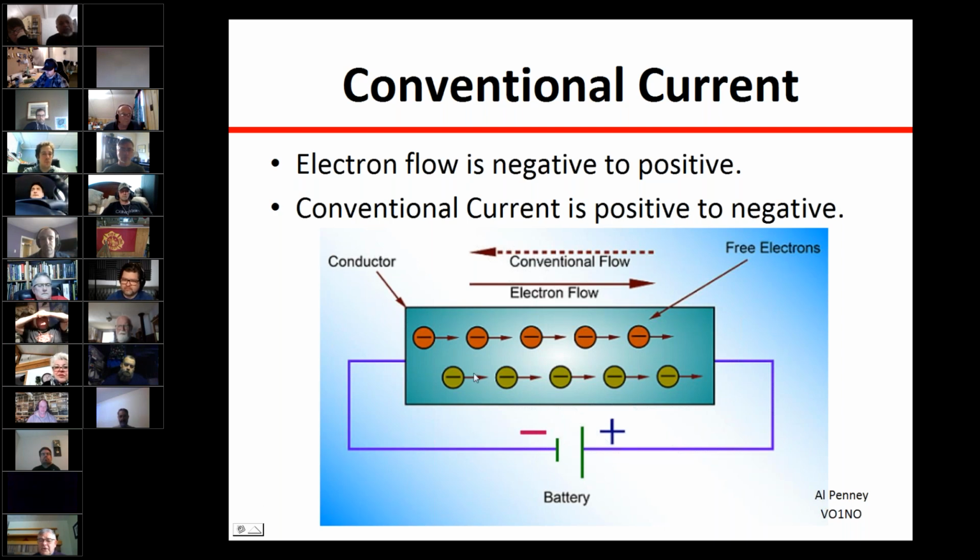And yes, there's something called hole flow, but we'll talk more about that when we get to semiconductors, Robert. And yes, there are some cars with positive ground.